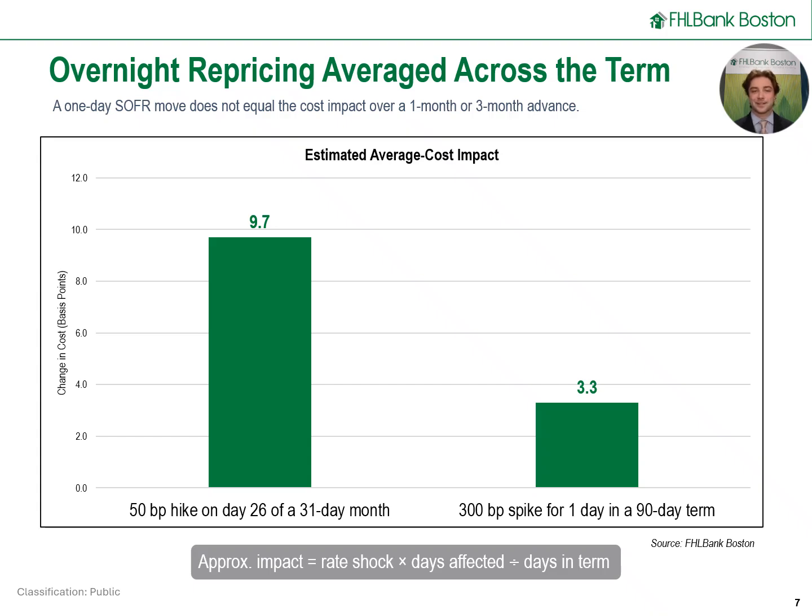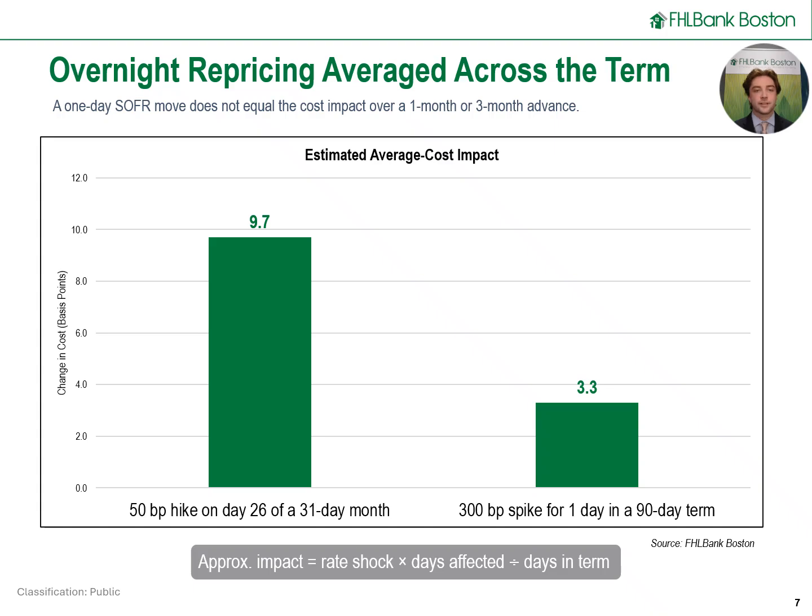Now look at the second example. A 300 basis point spike lasting one day in a 90-day term adds only about 3.3 basis points to the average cost. That example is intentionally extreme. It is roughly the scale of the September 2019 SOFR shock, when the rate jumped from 2.43% to 5.25% in a single day. And importantly, the worst of that move did not persist. SOFR was back to 2.55% the following day.